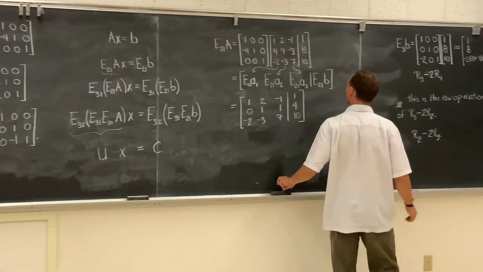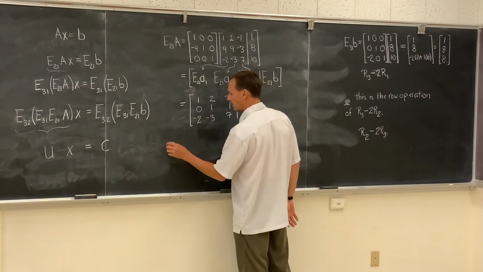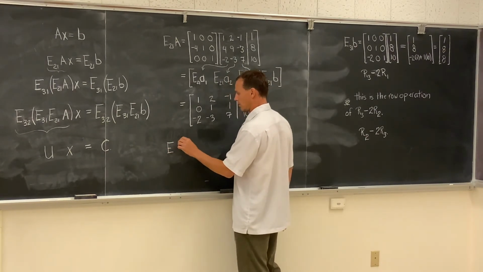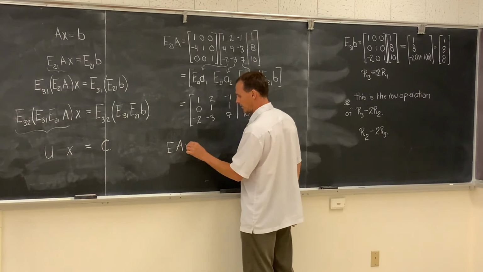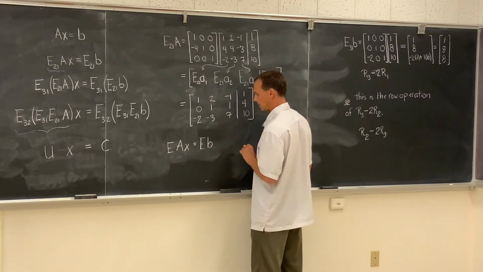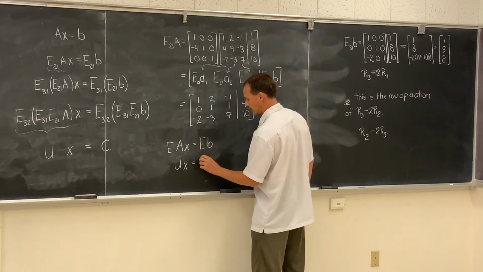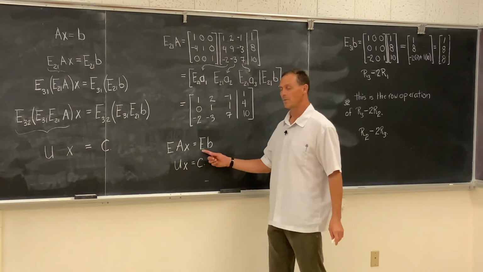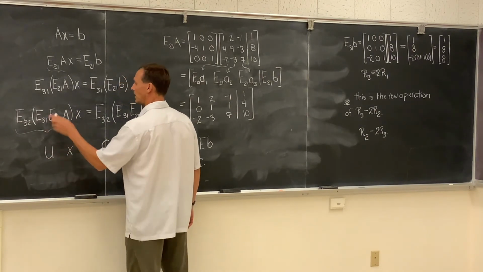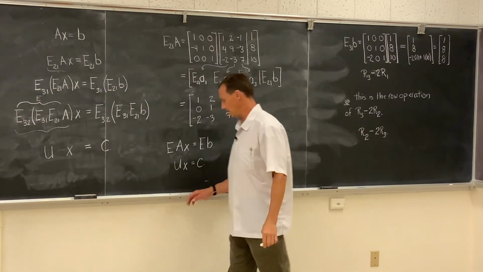So what you can do now is you want a final E. So really we want some matrix E that when we multiply it by AX and we multiply E times B, our result is UX equals C. And E is right here. Oops, that's not E. E is the product of our elementary matrices. So let me write that.